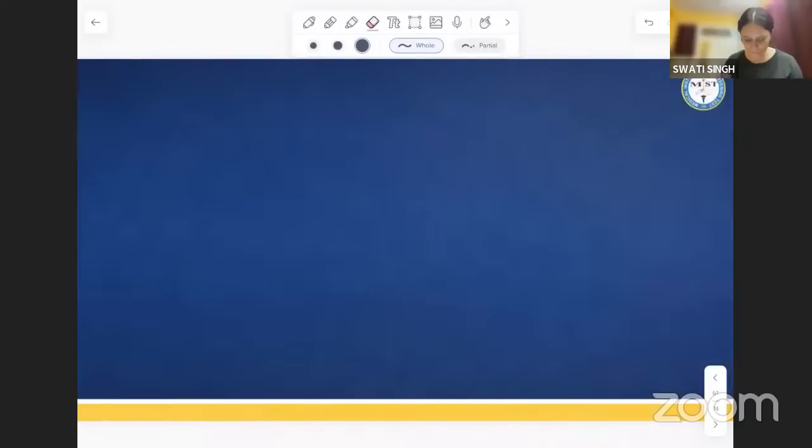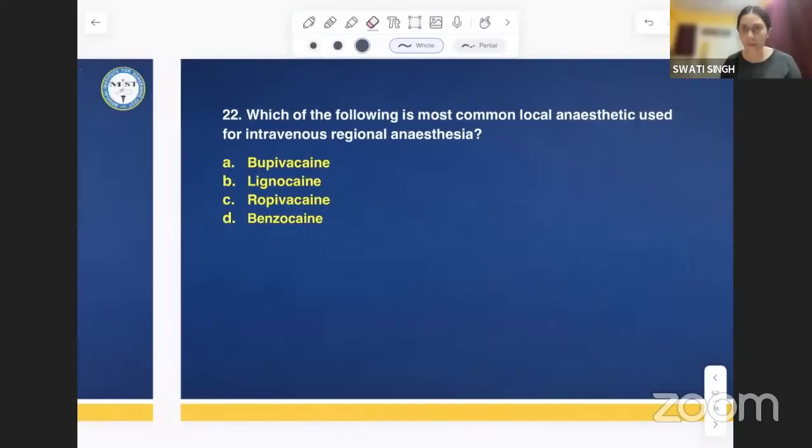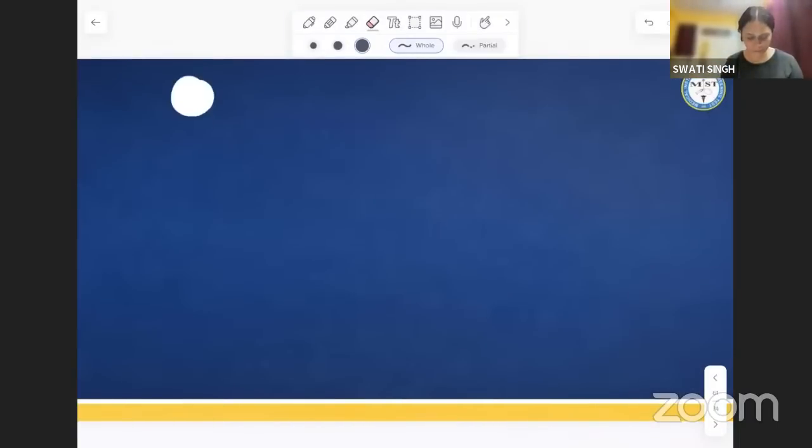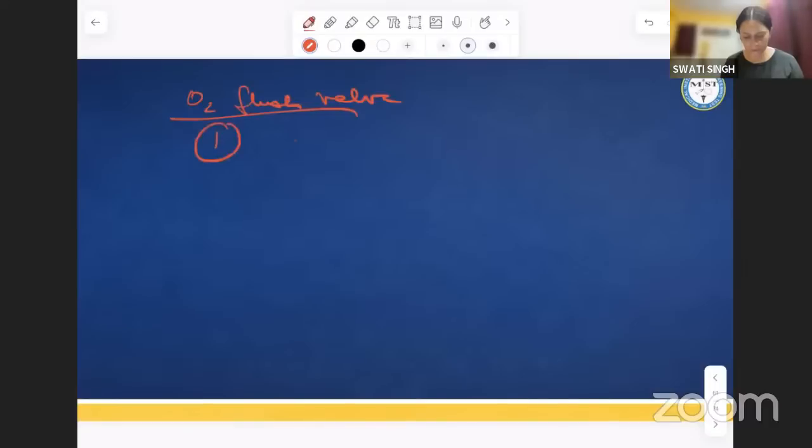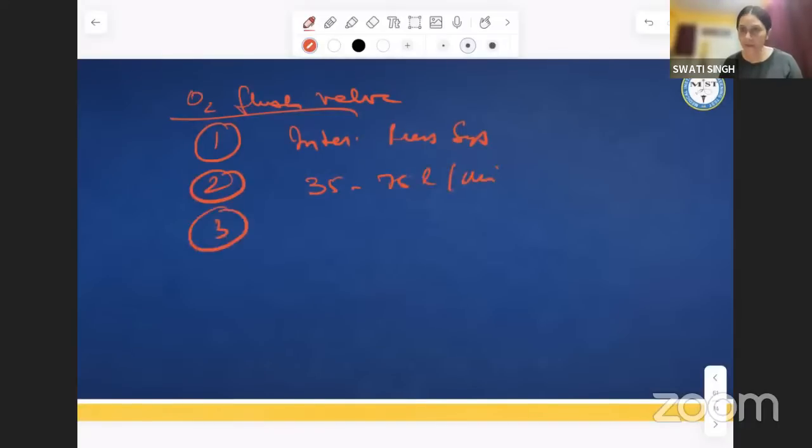Okay. Next question. So just summarizing the oxygen flush valve. Number one, it comes under the intermediate pressure system. Number two, it gives the oxygen between 35 to 75 liters per minute. Number three, it is operational even in absence of electrical supply. And it gives oxygen at a pressure of 55 to 60 psi.